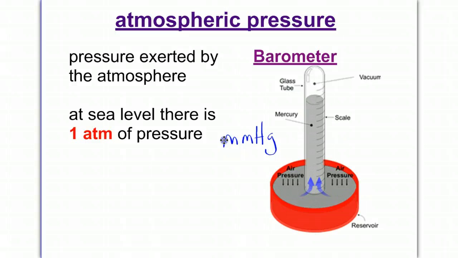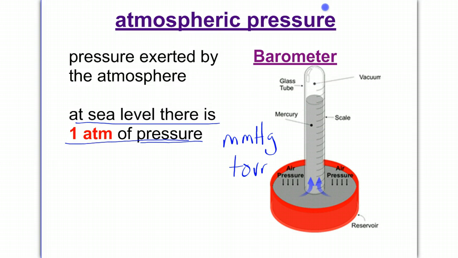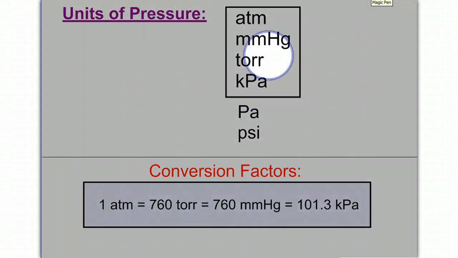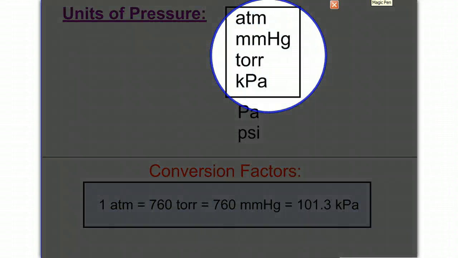The guy who invented the barometer's name was Torricelli, and so this unit could also be represented with torr. So these are both units of pressure. At sea level, there is 1 atmosphere of pressure. Units of pressure are going to include the following: atmospheres, which is ATM, millimeters of mercury, torr, and kilopascals.